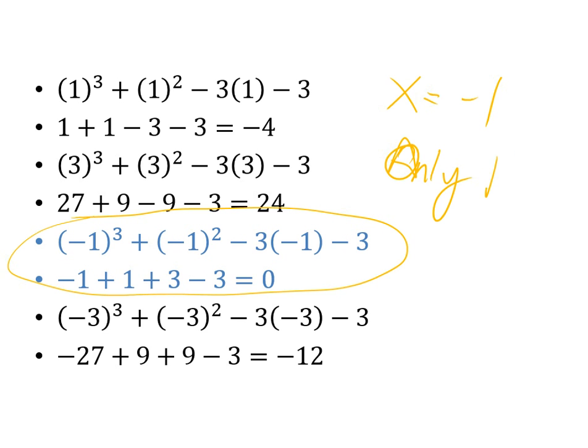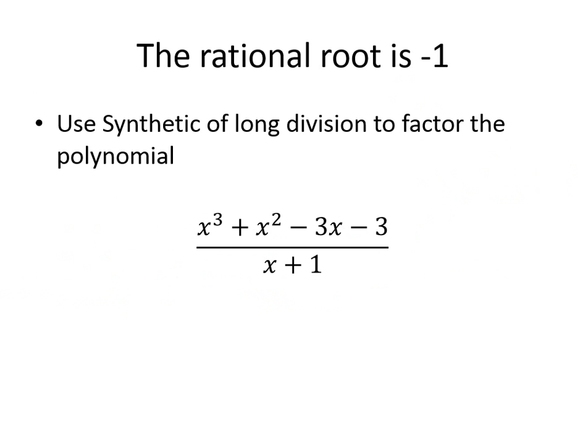only rational 0. Now that doesn't mean it's the only 0, because we can have imaginary roots or other kinds of roots.